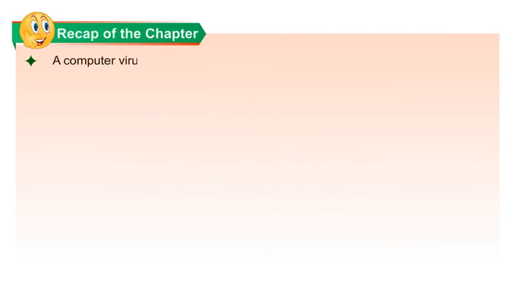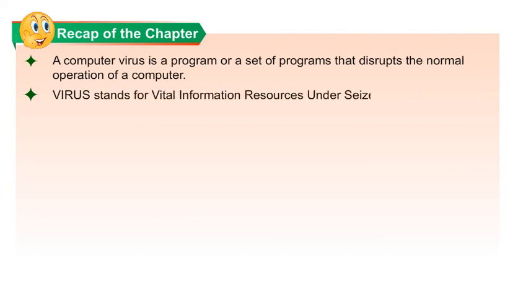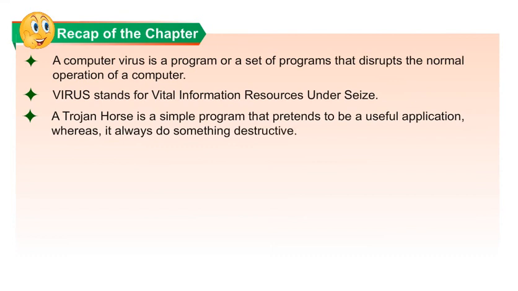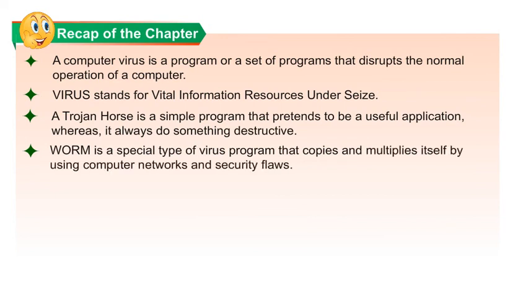Let us quickly glance through the key points discussed in this chapter. A computer virus is a program or a set of programs that disrupts the normal operation of a computer. Virus stands for Vital Information Resources Under Siege. A Trojan horse is a simple program that pretends to be a useful application, whereas it always does something destructive. Worm is a special type of virus program that copies and multiplies itself by using computer networks and security flaws.